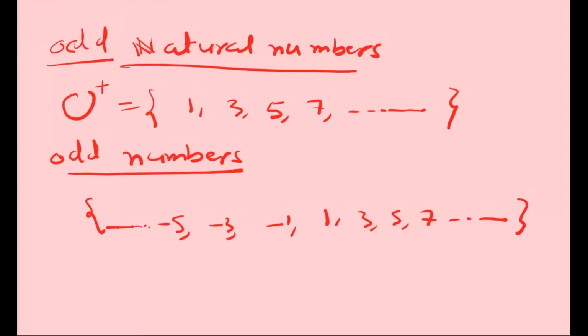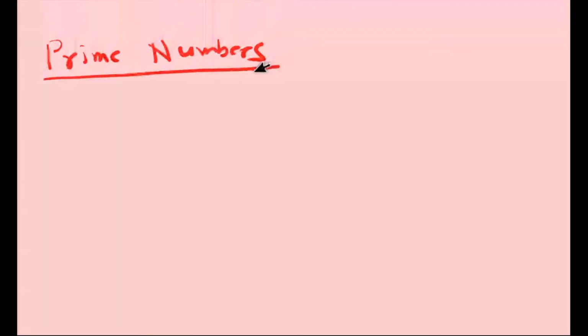Now we will learn what is a prime number. These are very important for the number system. Prime numbers are those natural numbers which are exactly divisible by two different factors, 1 and itself. They are known as prime natural numbers.